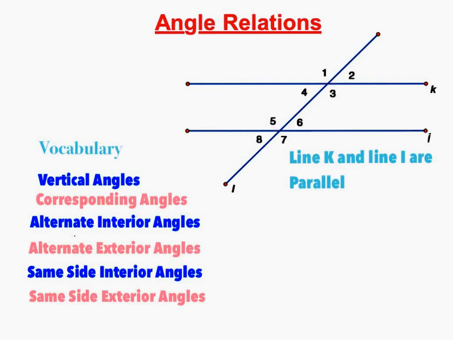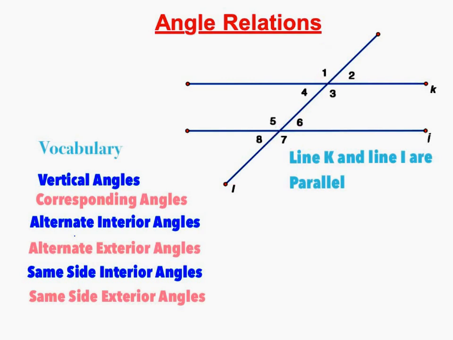Now we will look at alternate interior angles. For example, this is 5 and 3. They are also congruent. Alternate interior angles are on opposite sides of the transversal, which splits the two parallel lines. Next is alternate exterior angles. For example, this is 1 and 7. They are also congruent. These are on opposite sides of the transversal, but on the exterior.